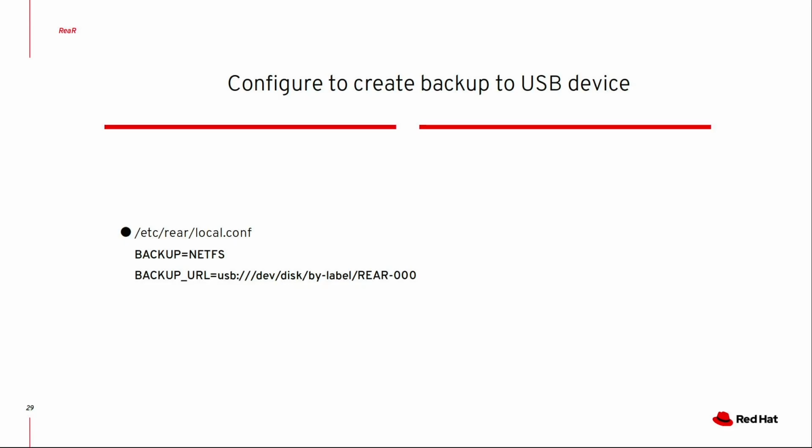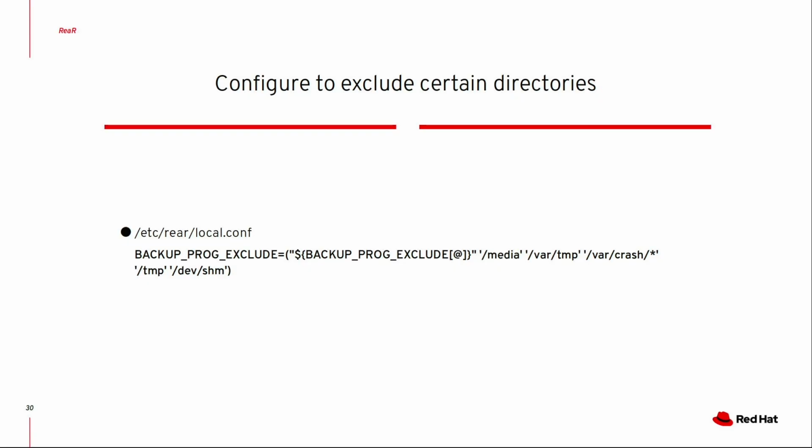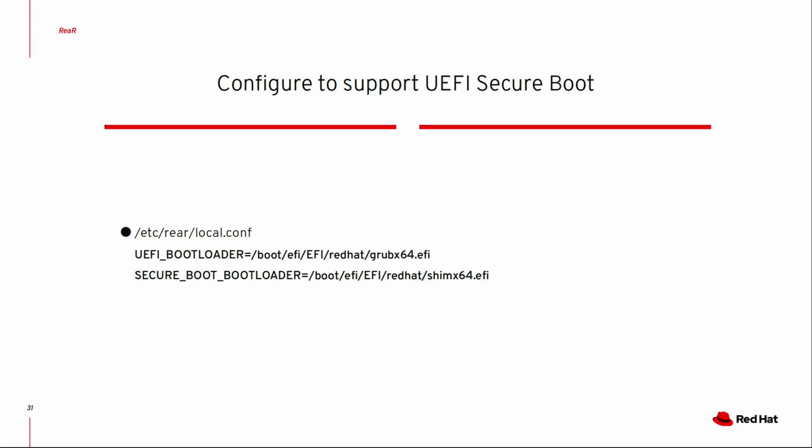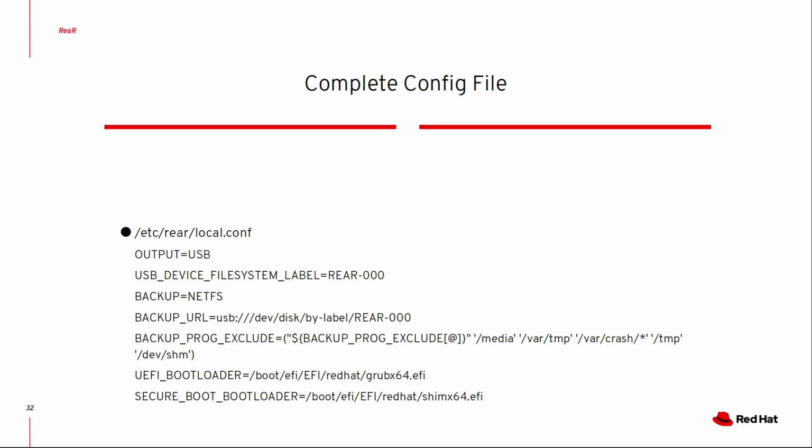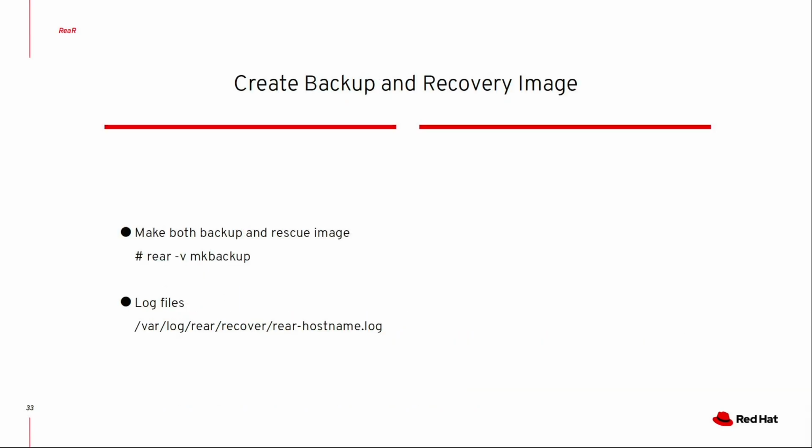And then if we want to actually do the backup also to that same USB device, backup is NETFS, which is the built-in backup feature. And then our backup URL points directly to that USB udev label REAR-000. We can still do excludes just like before, and we still have to put in the UEFI bootloader and secure bootloader stanzas. So our config file looks fairly similar. And then with this one, we just do a rear mkbackup.